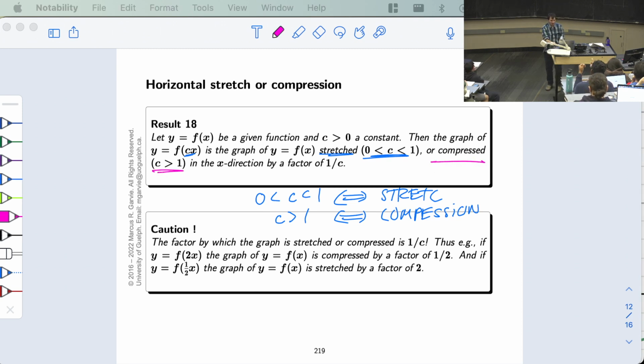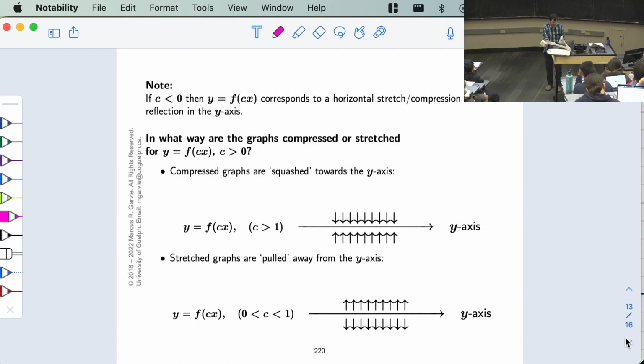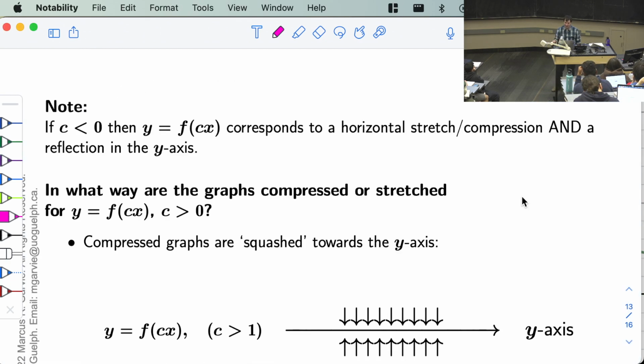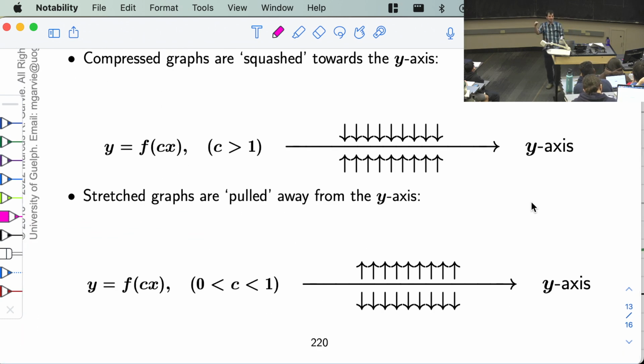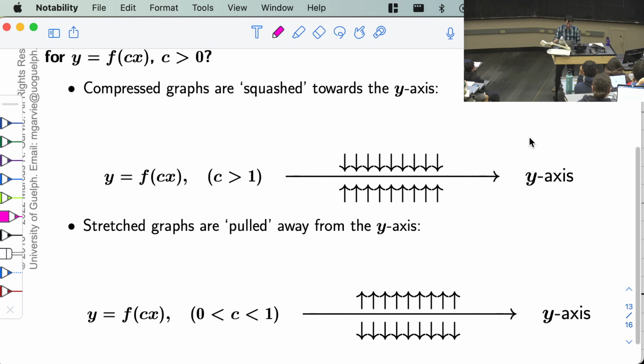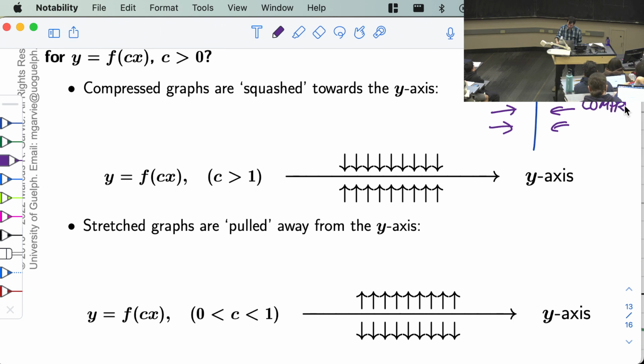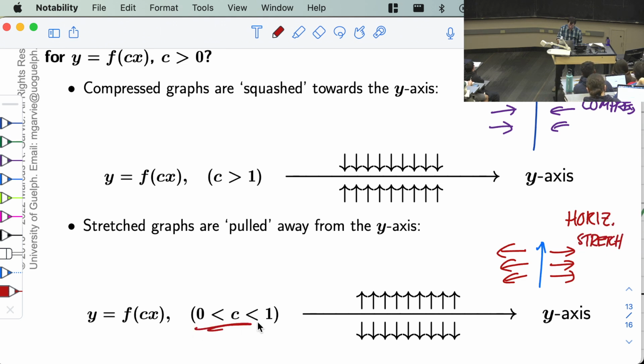OK, and in the notes, this is drawn like this. And you've got to be careful here because there's a drawing of the y-axis, but it's a horizontal drawing. So if it was me in my notes, I would instead record this like this, right? The y-axis is here, and we're compressing the function inwards horizontally. So a horizontal compress. And over here, we're doing a horizontal stretch. So a horizontal stretch is for small numbers c, and a horizontal compression is when c is big.